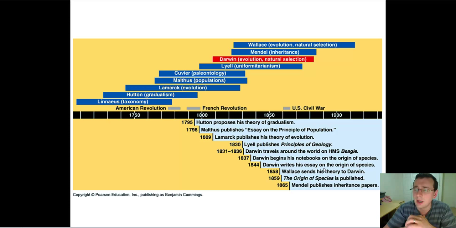But what was he thinking? What did he know about the world that made him come up with this theory of evolution? Certainly there are many areas that contributed to the evolutionary thought that Darwin had at the time. One of the most influential areas are geology and paleontology, also ecology and economics, and then heredity, or what we now call genetics. Let's talk about some of these things.